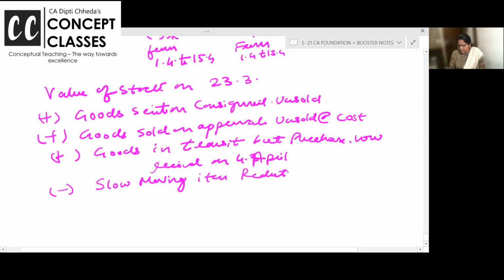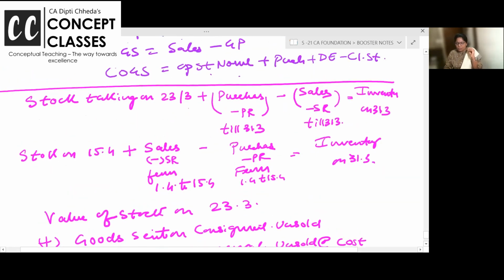Reduction in value. Slow moving item in stock is 11,000, but now NRV says it's like 6,000. So 5,000 minus kar do straight from the stock. Just deduct 5,000. I hope you all are following what I am making you write. ठीक है? More examples you do, you can add more to this.